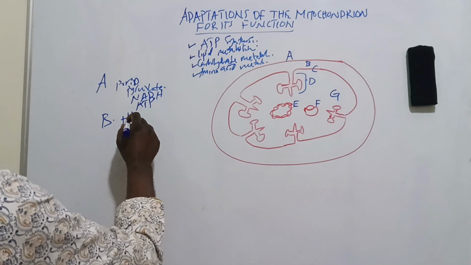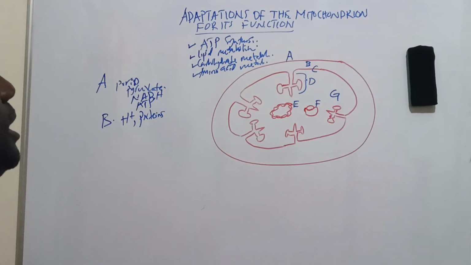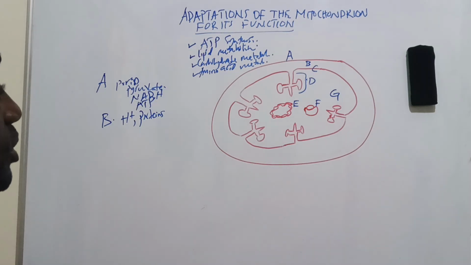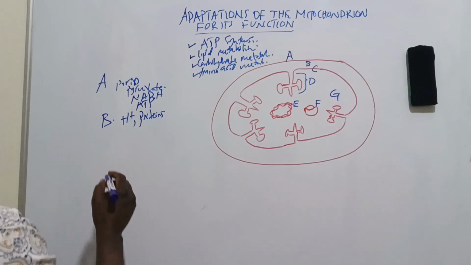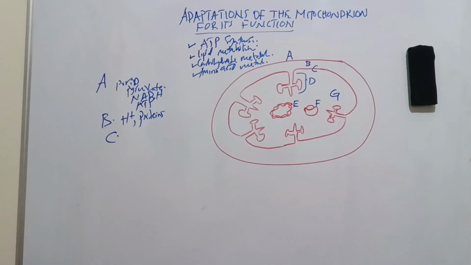It also contains proteins in the intermembrane space, for example the enzymes involved in aerobic respiration and also the transport of materials to enter or leave the mitochondrion. So that is also very important and an adaptation for the mitochondrion. Then part C, which is the inner mitochondrial membrane.